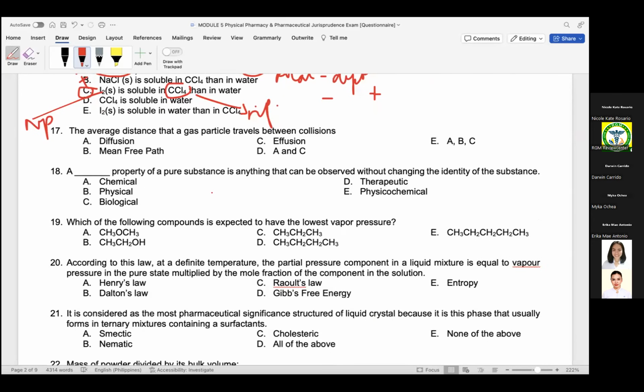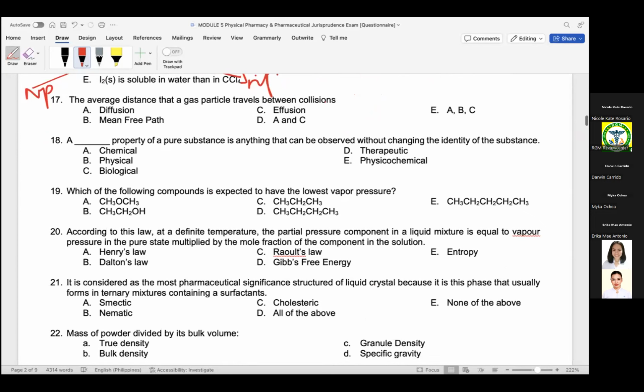Next, this is the average distance that a gas particle travels between collisions. The correct answer is mean free path. Ayan o, average, nakalagay na average distance. So that's mean free path. Pag sinabi mong diffusion, that is the movement of gas from high to low concentration. And effusion, it's the same with diffusion. It's just that the gas moves through a small hole. And this is governed by Graham's law of effusion. Di ba? So, letter B is the correct answer here.